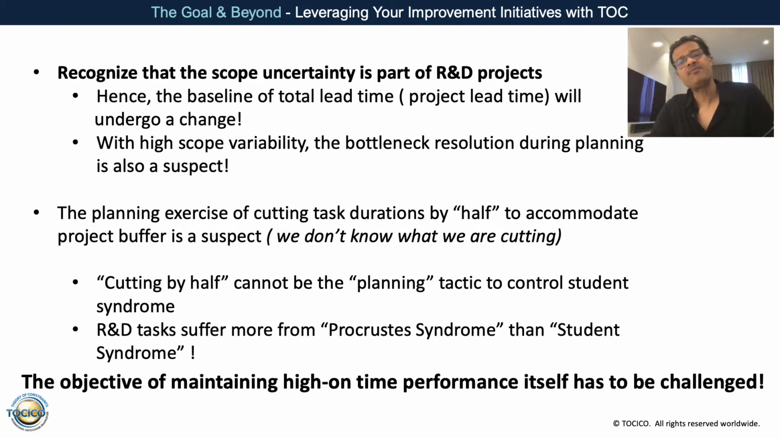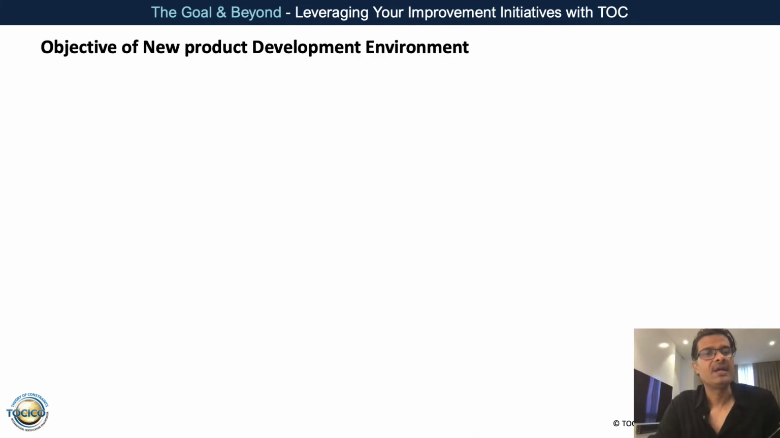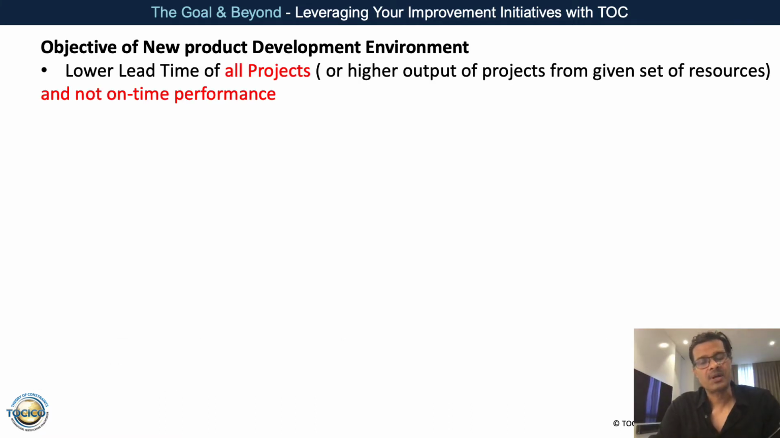Should on-time performance be the objective of a multi-project environment, right? Here, what I am proposing is, if you accept that scope variability is going to be high and will happen throughout the project, and it's very difficult to define where it'll hit you, it is better to set another objective, not around due date, but the objective of lower lead time of all the projects, right?